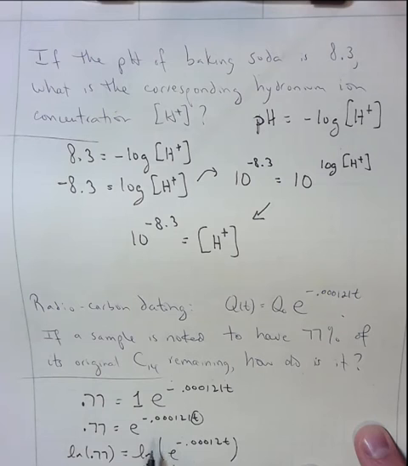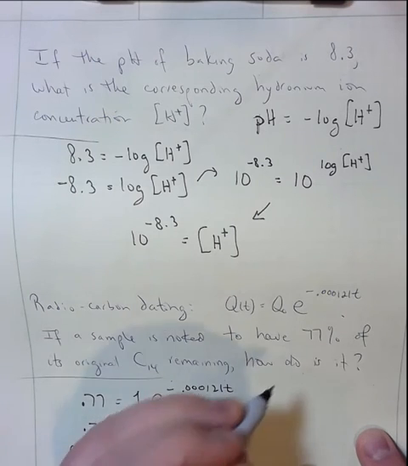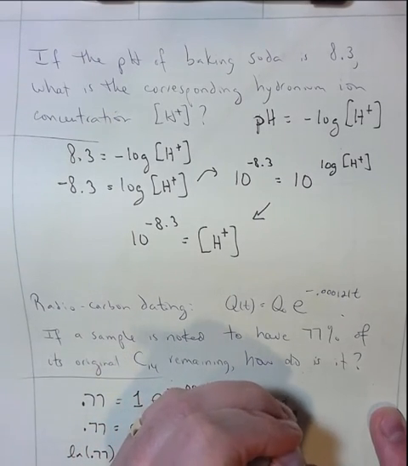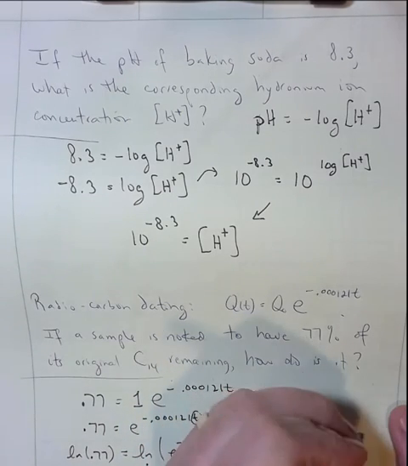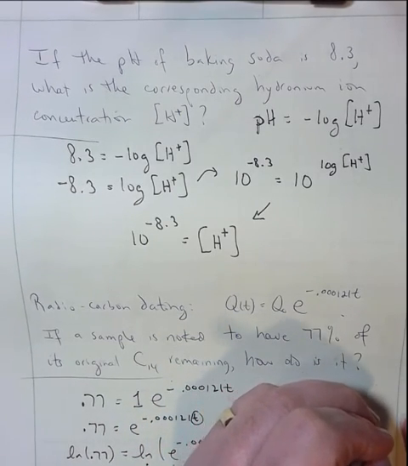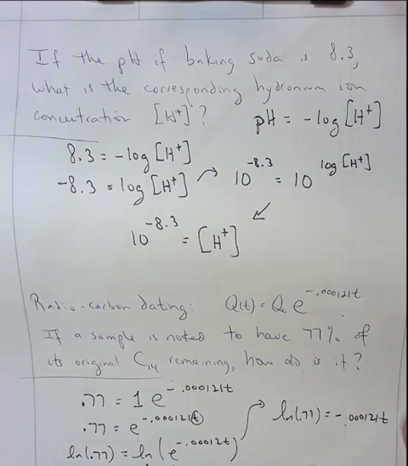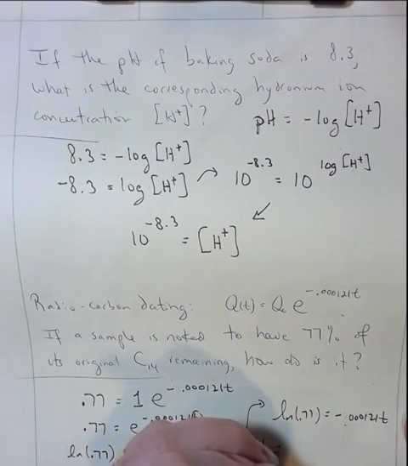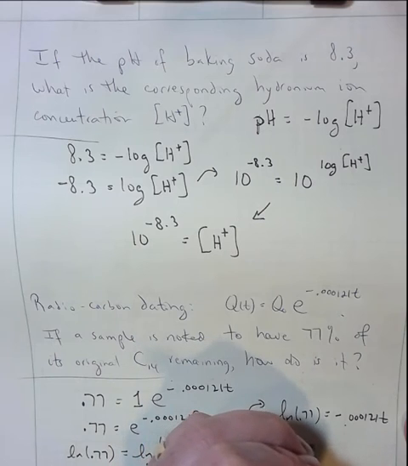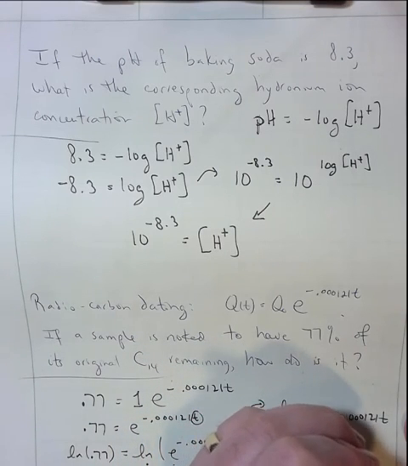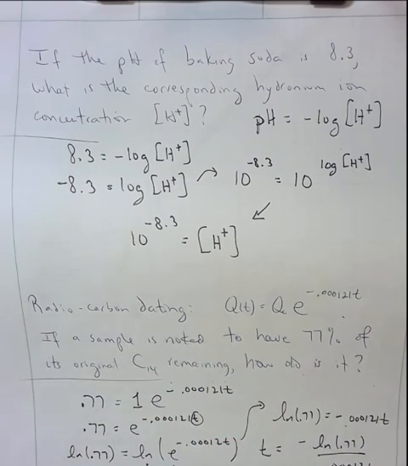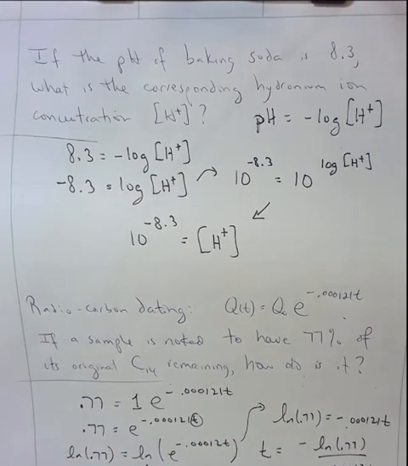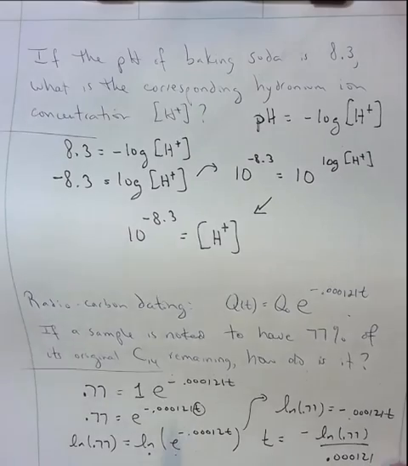The whole point of that now is that this natural logarithm and the exponential function are inverses. They wipe each other out, just like the square root and x squared. And so I'm left with the natural log of 0.77 equals negative 0.000121 t, or t equals negative natural log of 0.77 over 0.000121. Scoot it up.